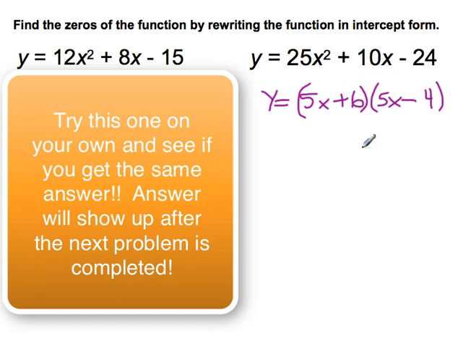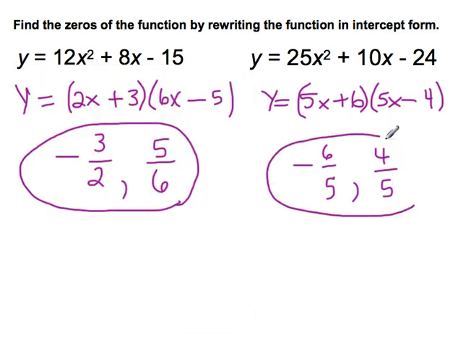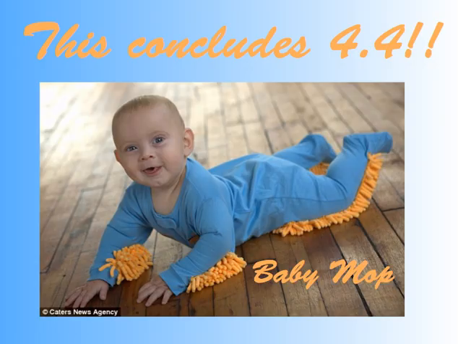So my zeros, again, think opposite, so it's going to be negative 6 over the 5. And then for this one, you think opposite, so it'd be positive 4 over 5. Okay, so those are the zeros for that function. And that concludes section 4.4.